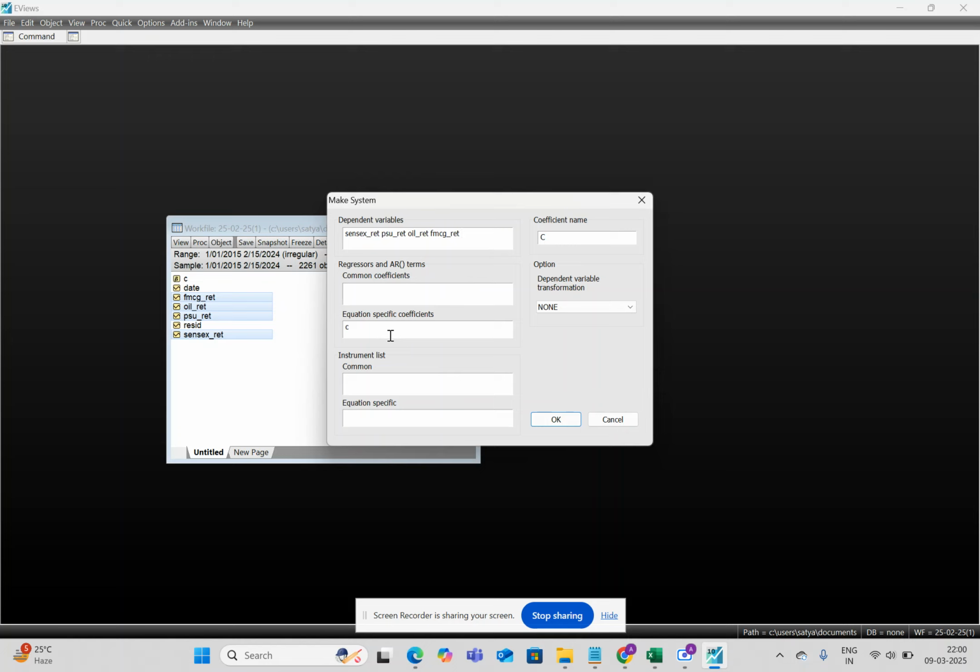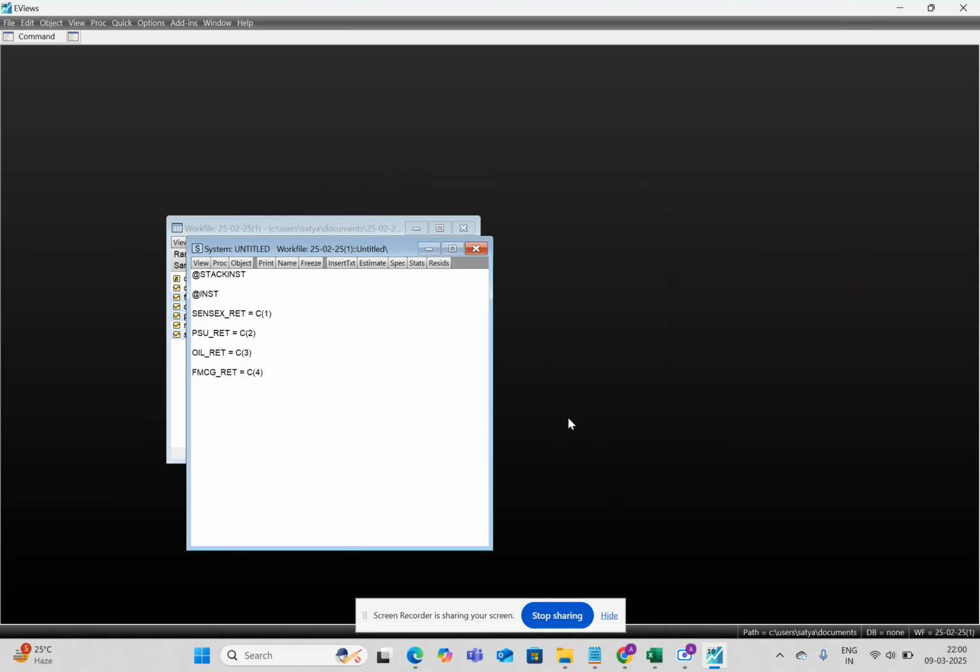Equation specific coefficients will be C. And we do not want to do any transformation on our dependent variables. So let us just keep it. So we will not do any transformation. Let us just keep it none. And then we press OK.